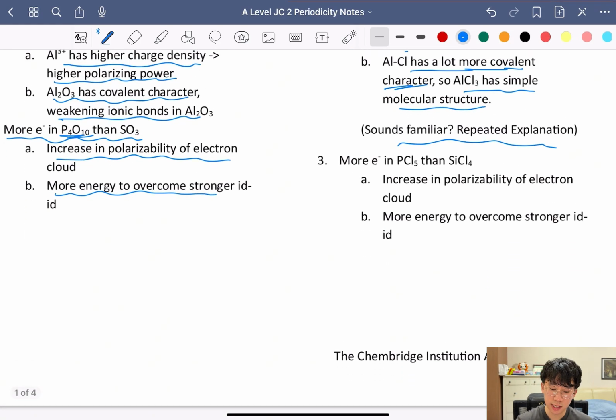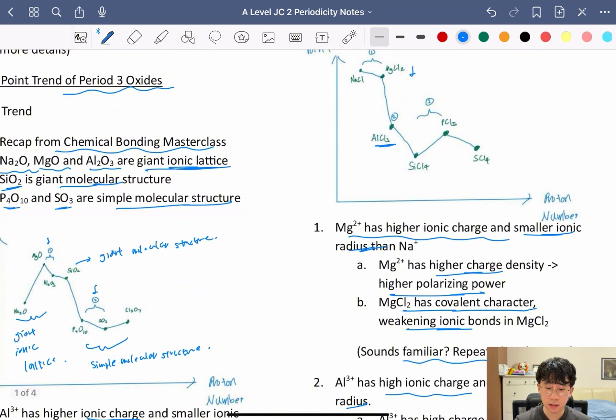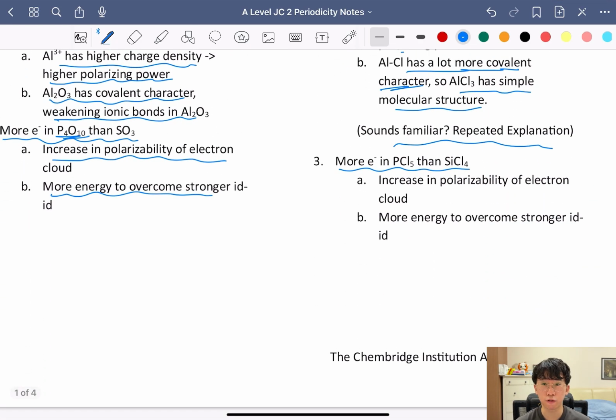Now, if you look at this next anomaly number 3, you realize that PCl5 has a higher melting point than your SiCl4. Again, this is because there's more electrons in your PCl5 compared to SiCl4. So there's increase in polarizability of your electron cloud, and therefore there's more energy required to overcome the stronger ID or the dispersion forces. Again, it's a repeated explanation again and again.